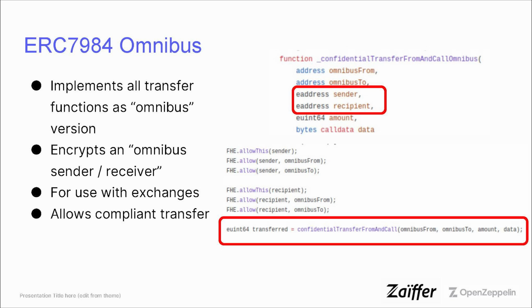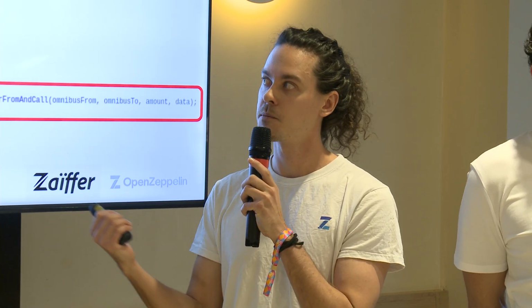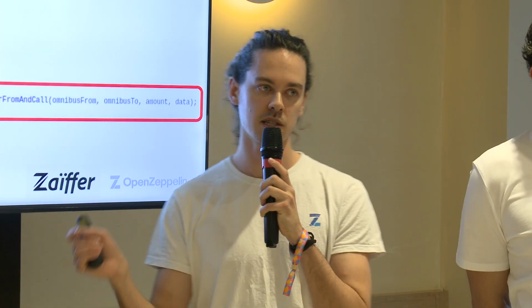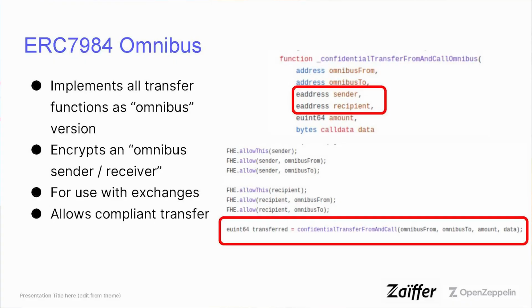But one of the extensions is ERC-7984 Omnibus. So if you recall, I mentioned in the last slide that the users are not encrypted. So when you send and receive tokens, those addresses are actually visible on chain. This is for compliance purposes. This Omnibus kind of provides a bit of a workaround. So it still transfers tokens to and from accounts that are visible on chain. However, there's an encrypted sender and recipient. I'm not sure exactly how to refer to this, so I'll call it the meta sender and meta recipient.